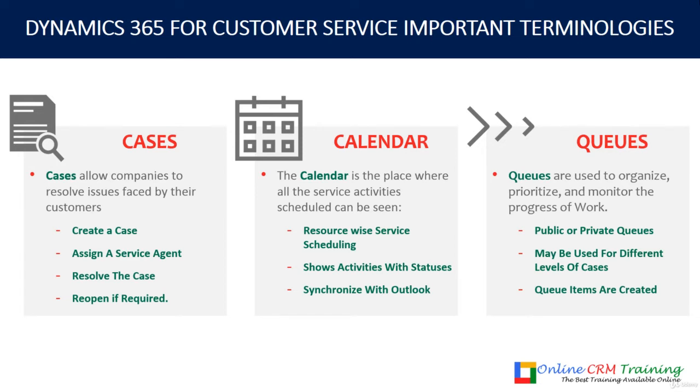It may be used for different levels of cases, like high priority cases, normal priority cases, and low priority cases, right? A high priority case must be routed to a high priority queue, which is taken care of by highly specialized resources. Okay, similarly for the low priority cases. Based on that, it can help you prioritize which cases must be resolved first. And when you assign any record like a case to a queue, a queue item is created, right? That's something we'll see.